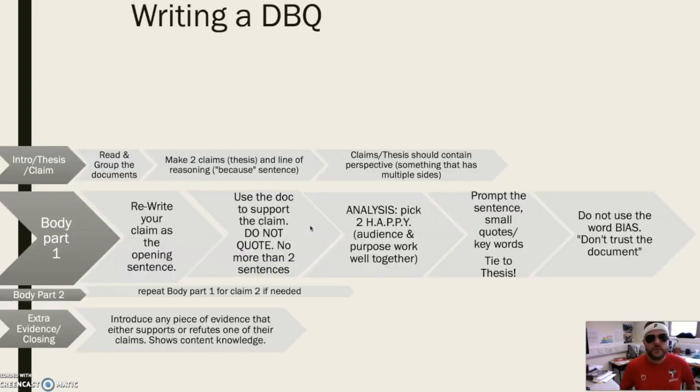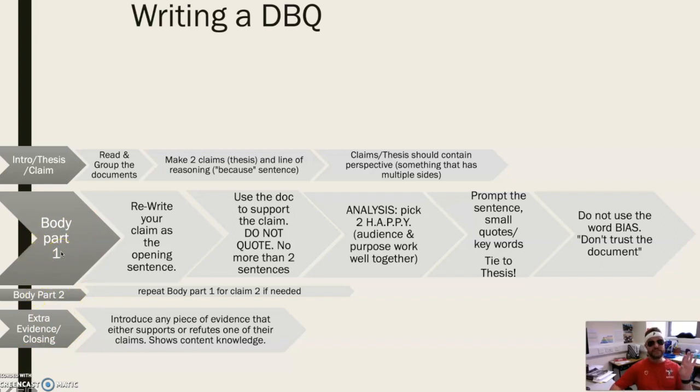All right, so when we're looking at the DBQ, it's broken down into a few parts when you're writing. I have another video you should have watched already about the intro, thesis, and claim, your opening paragraph. After that, remember in the thesis I said you need to have A and B, 2 claims in there, 2 parts to it. So we're going to look at body part 1 and body part 2. Then your closing paragraph and your extra evidence is something we'll look at another time. But we're looking at the 2 bodies today.